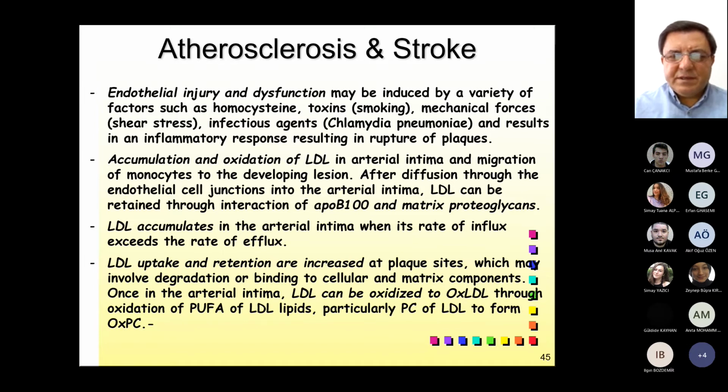Here, LDL is accumulated by means of the ApoB100 and matrix proteoglycans. So LDL uptake and retention become increased and increased at the plaque sites, and it involves degradation and binding to the cellular and matrix components. And LDL is oxidized to the oxidized LDL form by means of polyunsaturated fatty acids, and especially this phosphatidylcholine part of the LDL is important to form this oxidized LDL.